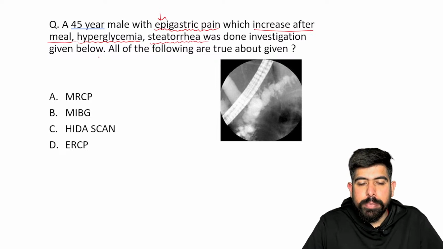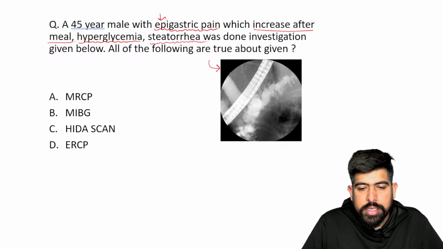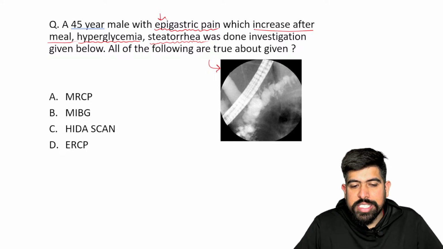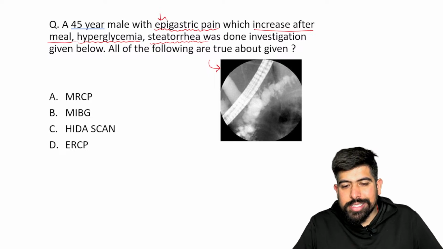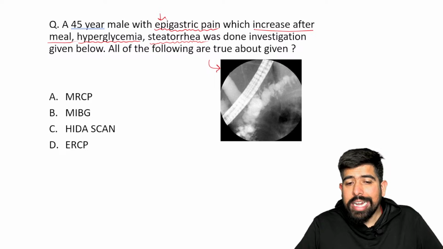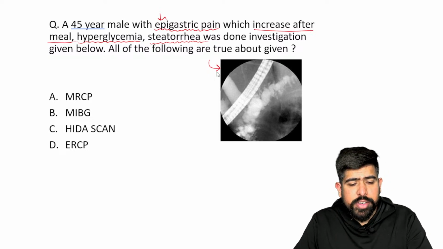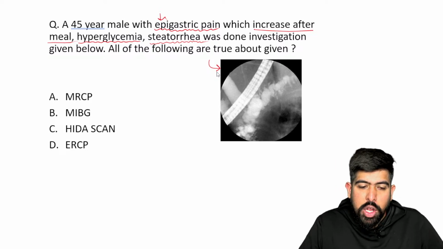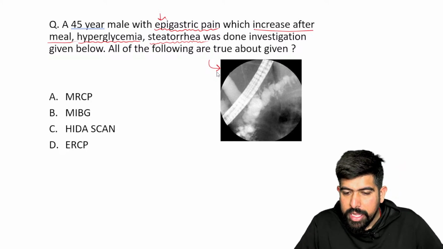The investigation below was done. All of the following are true about the given. So what is this investigation? They want to ask which investigation is done here. So what do you think, guys? The patient is having epigastric pain, also hyperglycemia, and steatorrhea. Guys, a very good clinical case is given to you, and of course they mentioned all the important key features already, right?